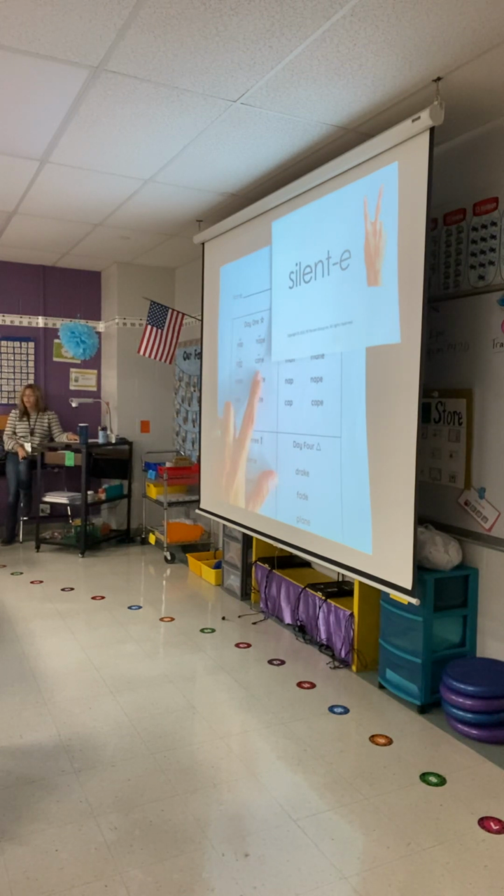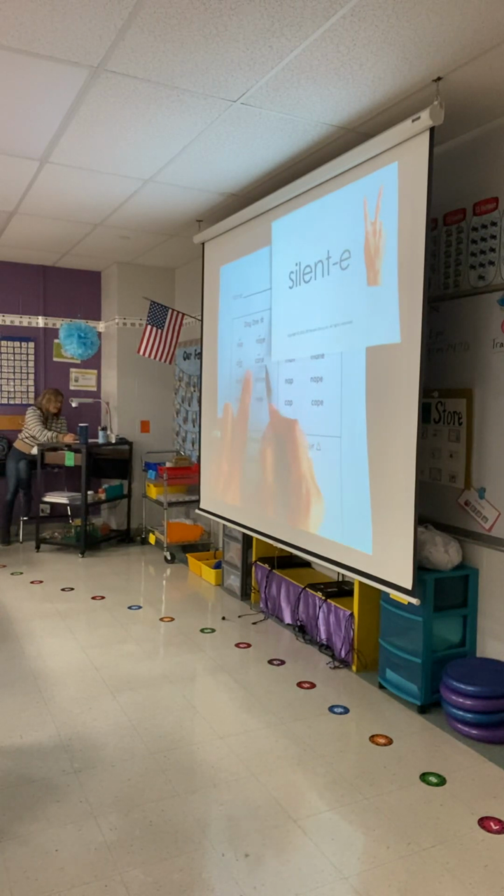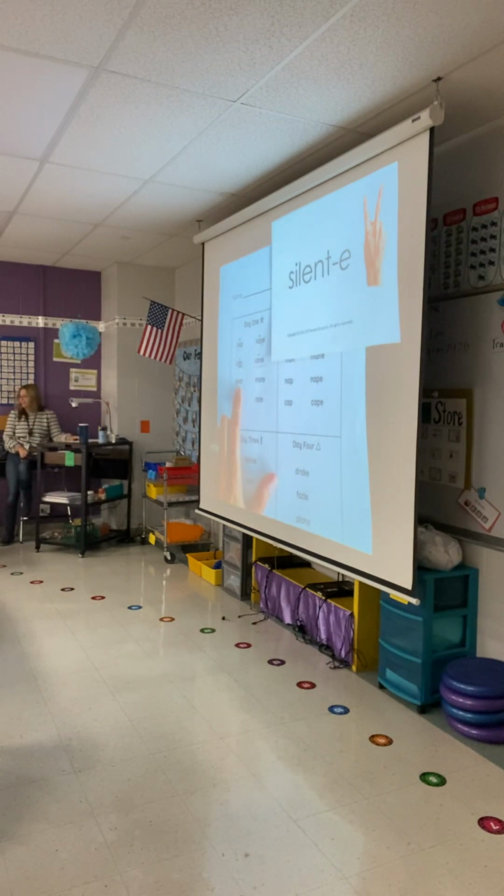Now, this may look like the word can that we just read, but it's not because our vowel has changed. So decode in your brain this word, making that long vowel sound. Show me a thumbs up when you're ready to read. Ready, read. Cane. So can changed to cane when we added an E at the end.